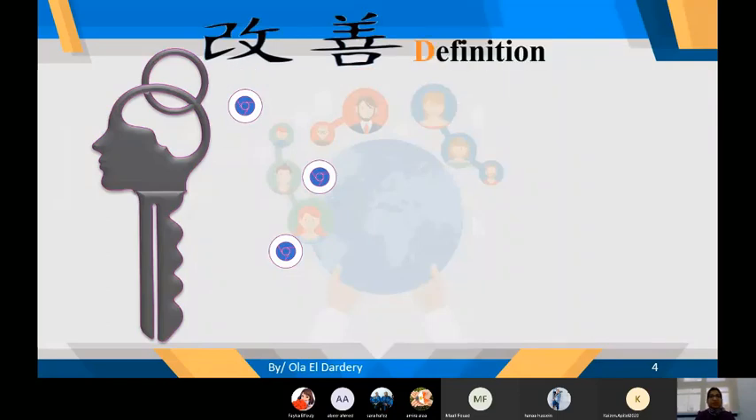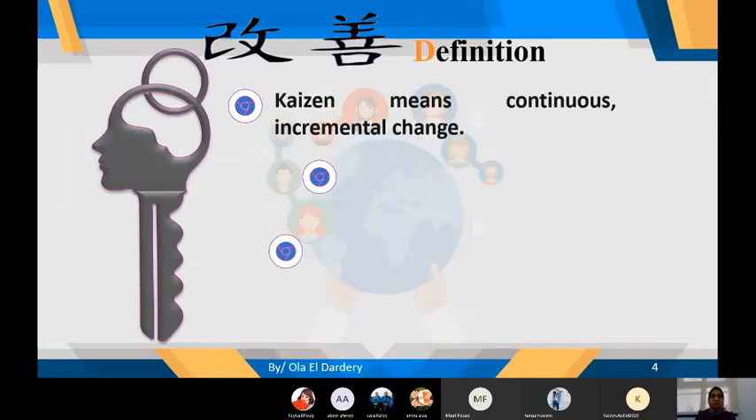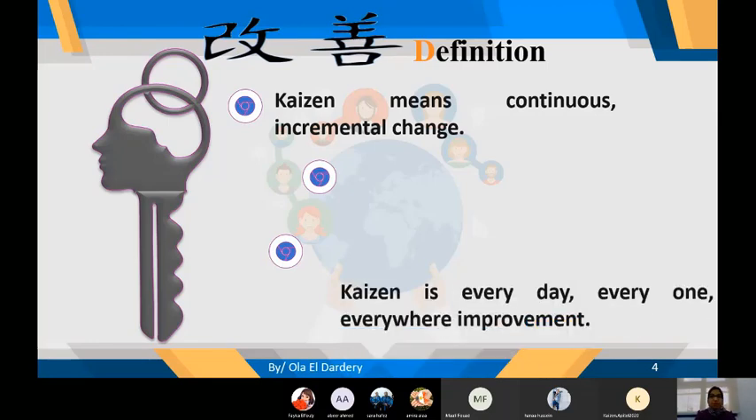So the definition of Kaizen: it's a combination of 2 words, Kai and Zen. The first part means change, or improvement, or making a difference, and the second part, Zen, means continuous or good. So together, Kaizen means good change or change for the better. All right. So it means continuous incremental changes.